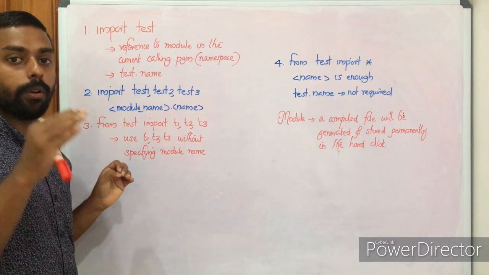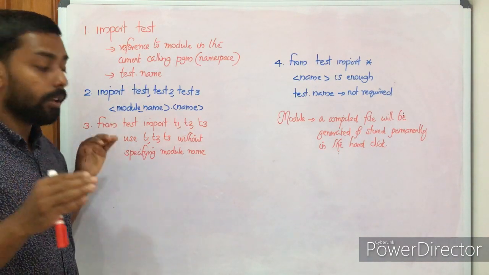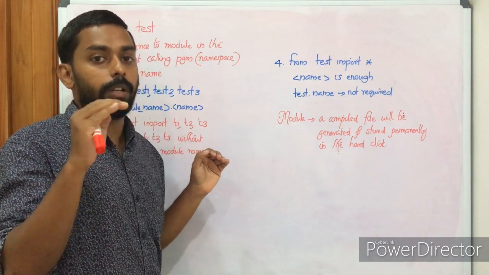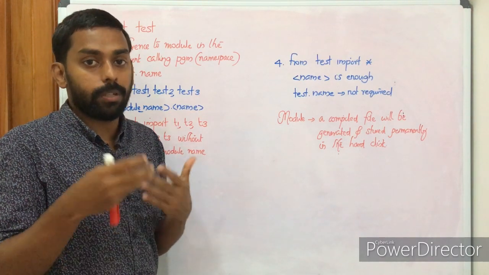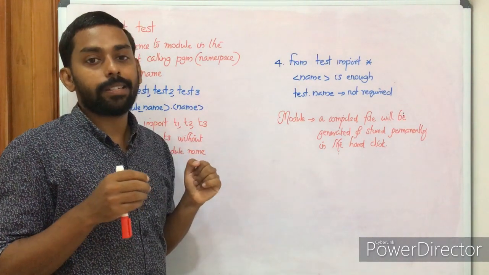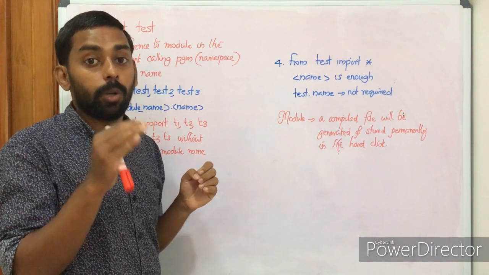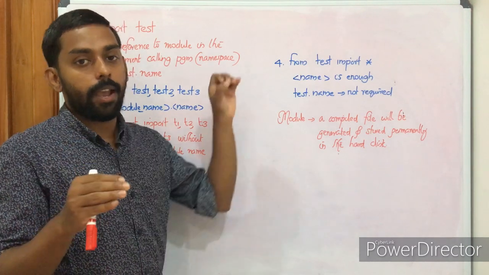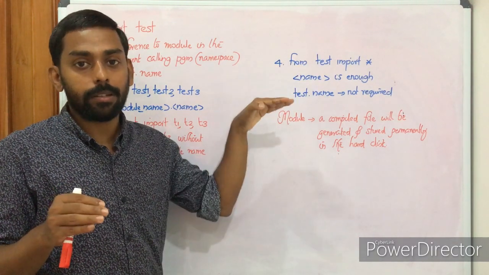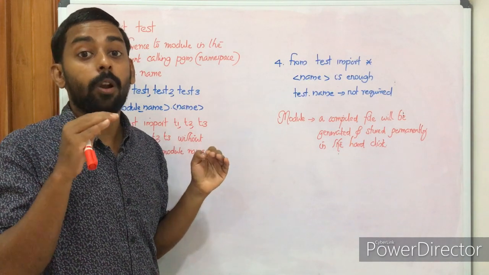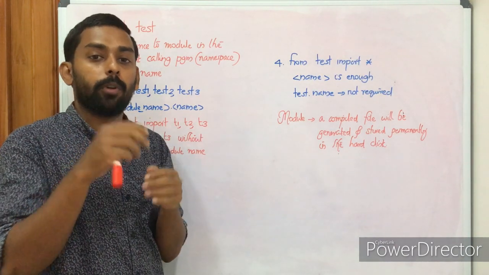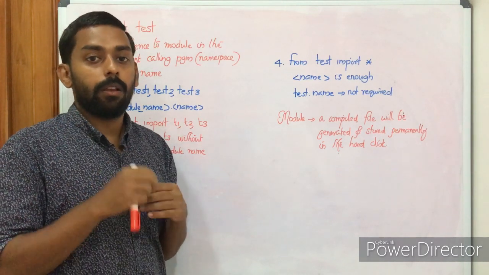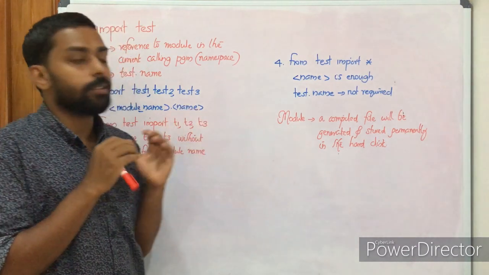We know test is the module name, and t1, t2, t3 are the functions. You can call them directly. You can make use of or access the functions t1, t2, t3 directly, even without using dot notation. Then from test import star, all the attributes present in the test module will be imported to the current calling program, that is, the namespace. And name is enough, in the sense that the module name need not be specified. Then when we are working with a module, a compiled file will be created and stored permanently in the hard disk. So this is all for the time being.